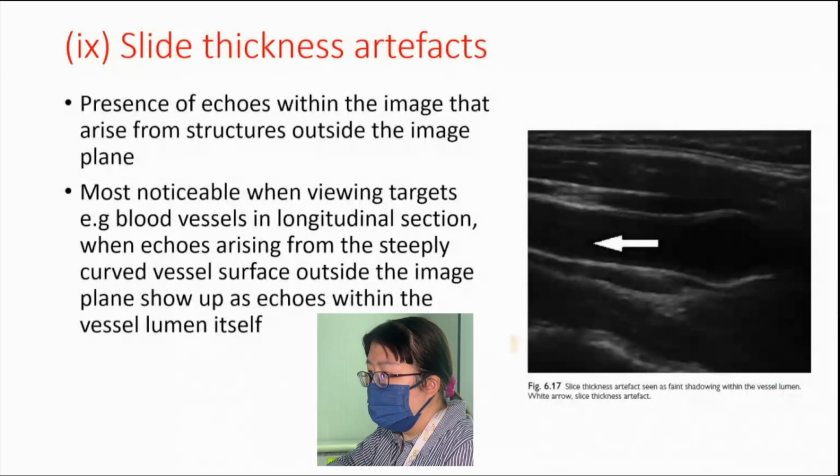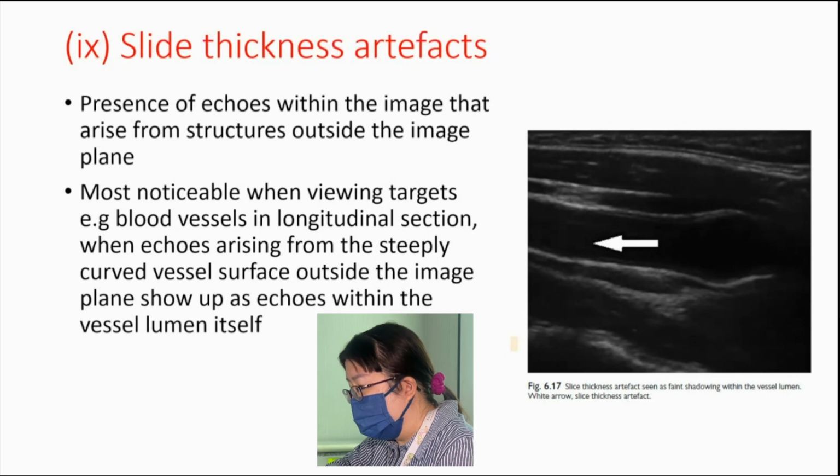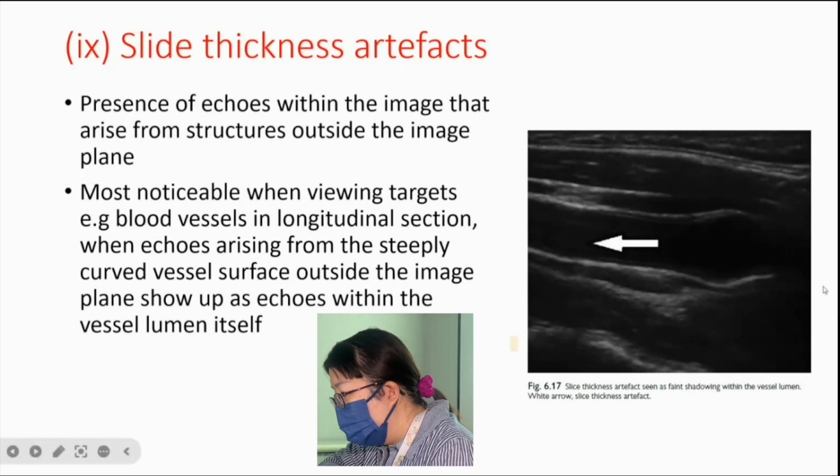Then we have slice thickness artifacts, where there is presence of echoes within the image that arise from structures outside the image plane. This is most noticeable when viewing targets like blood vessels in longitudinal section, when echoes arising from the steeply curved vessel surface outside the image plane show up as echoes within the vessel lumen itself. So it appears, for example, like it's from within the vessel lumen itself.